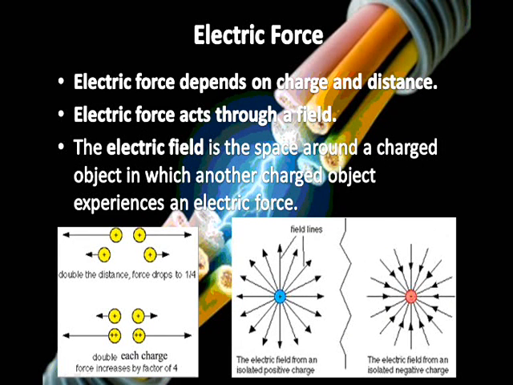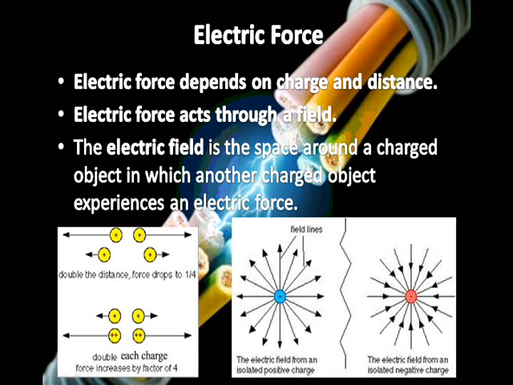Now, electric force depends on charge and it depends on distance. If you increase the charge, you increase the electric force strength. If you increase the distance, however, you decrease the electric force strength. An electric force acts through a field. That's what we've been talking about. And I've already said that electric field is the area around a charged object. And you can come in contact with the electric field without actually touching the object and still experience the electric force. A lot of times you are shocked before you actually touch the door of your car, just because you've come in contact with the electric field of the door, right?